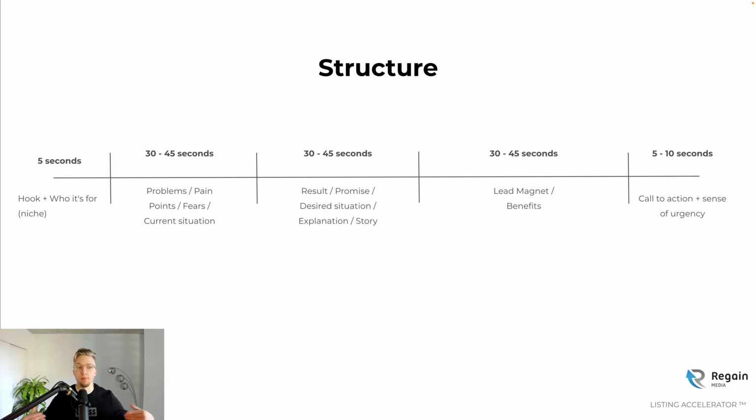So after the first 5 seconds, basically we're going to talk for like 30 to 45 seconds about problems, pain points, their current situation, their fears, where they are at right now and what is bugging them basically to want to sell. Then afterwards, we're going to talk about the desired situation. Okay, like I always talk about. So the promise, the result, the desired situation, what they want.